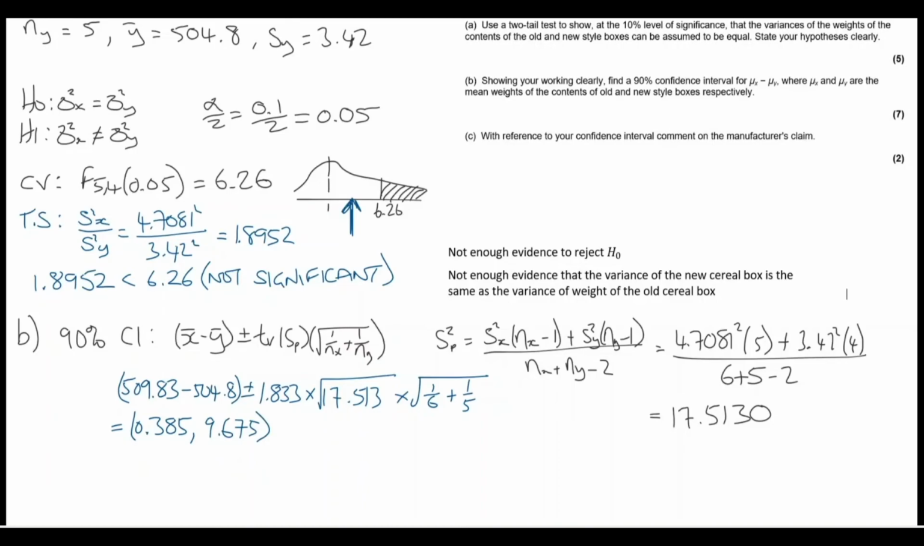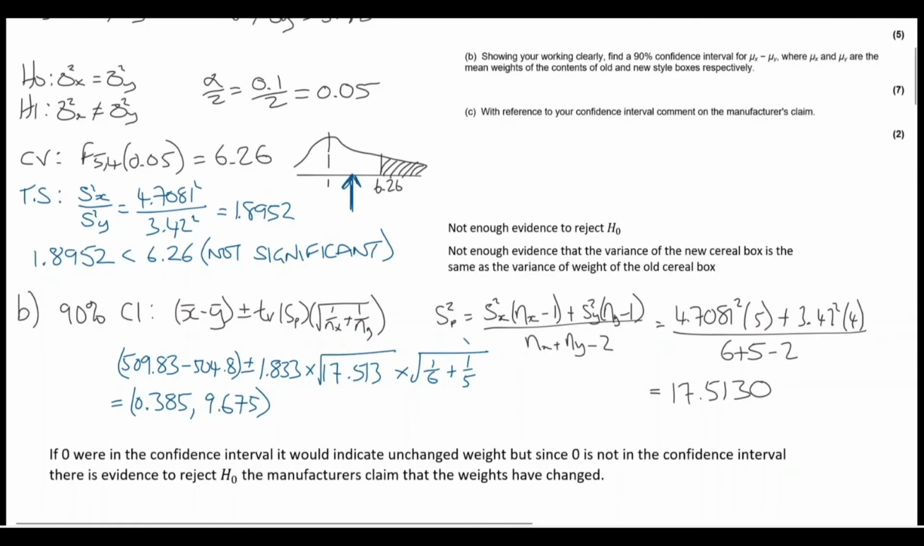Part C of the question. We're told, with reference to the confidence interval, comment on the manufacturer's claim. Well, the manufacturer is claiming that the weight of the contents is going to remain the same. Well, our confidence interval for the difference between the old weight and the new weight, both of these limits are positive. So this actually shows that the old weight minus the new weight gives a positive value, as in the old mean weight is higher than the new mean weight.